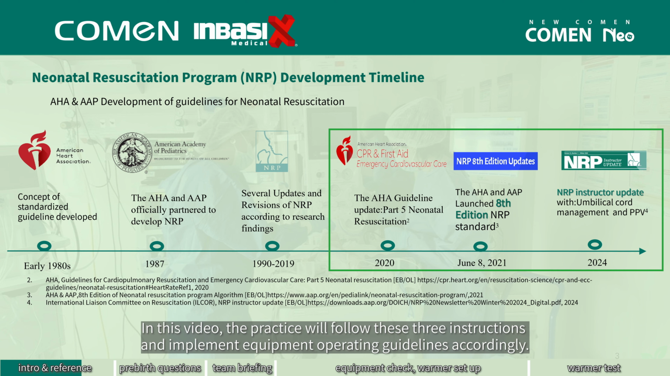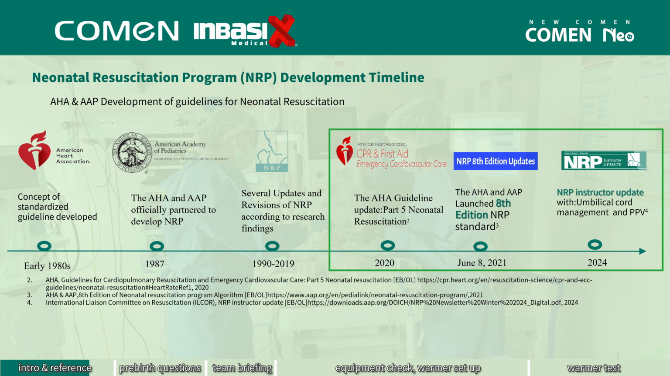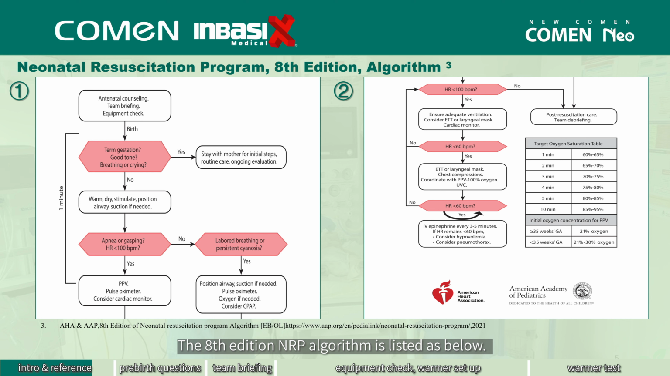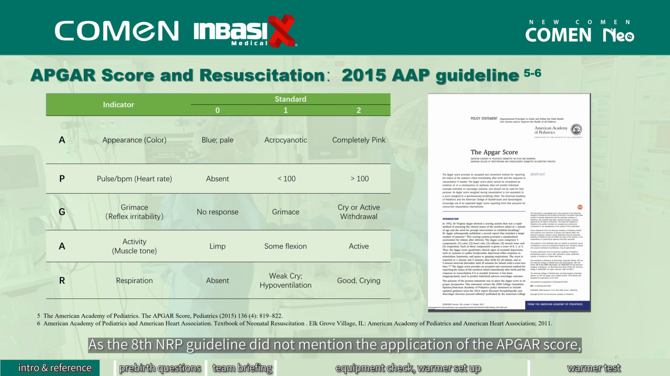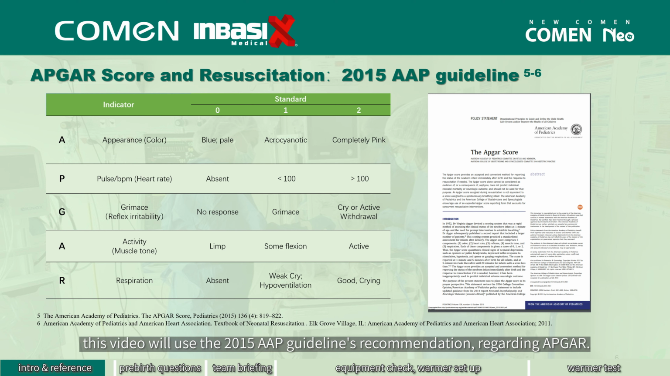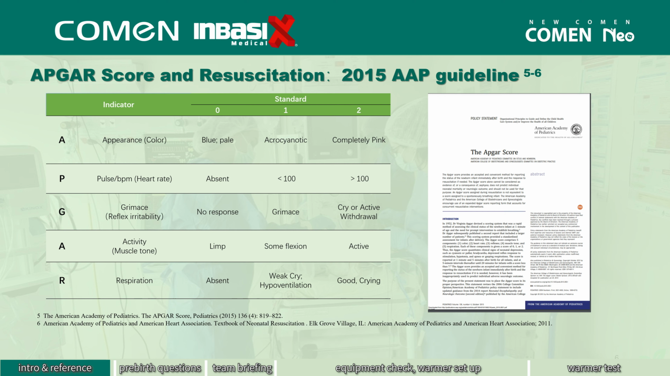In this video, the practice will follow these 3 instructions and implement equipment operating guidelines accordingly. The 8th edition NRP algorithm is listed as below. As the 8th NRP guideline did not mention the application of the APGAR score, this video will use the 2015 AAP guidelines recommendation regarding APGAR.